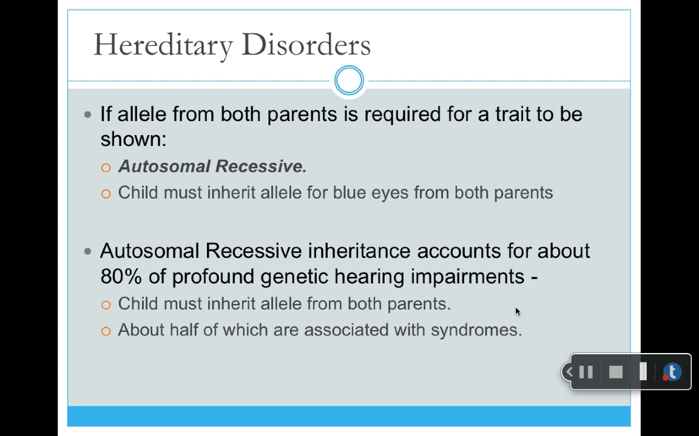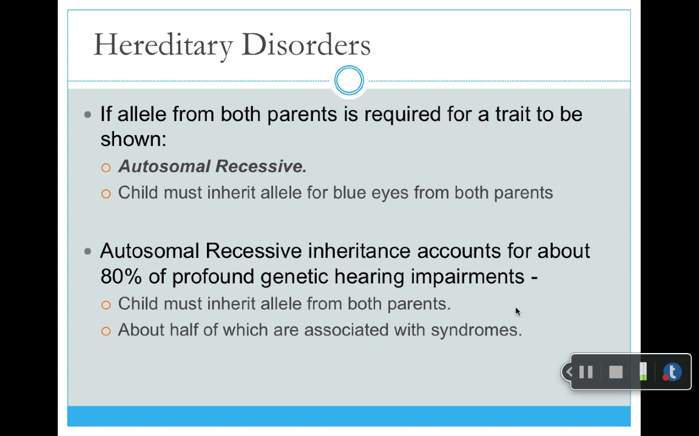Autosomal recessive inheritance accounts for about 80% of profound genetic hearing impairments. So the child has to inherit an allele from both parents. Some of these, about half, are associated with a syndrome. It's not uncommon to have hearing loss. In fact, it's the number one birth defect, and oftentimes these children are born to parents that have normal hearing, and they don't know of any other family members with hearing loss because it tends to be a recessive gene.